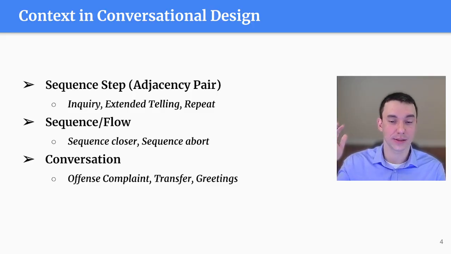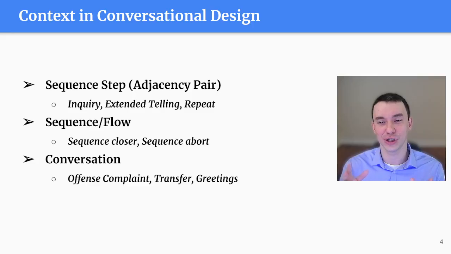Next level of context that we can manage. The context overall is not one thing. You have lots of context that you can manage. But for conversation design, we're limited to just 3. Sequence or flow level, so that's where you manage your sequence closers and sequence aborts. And then last but not least is the context of the overall conversation.